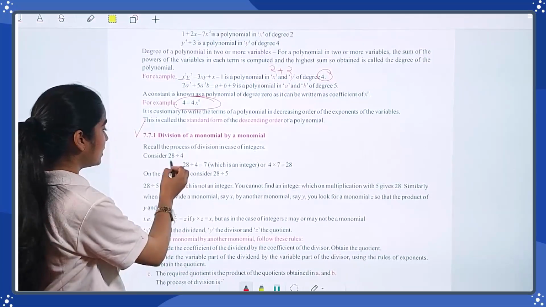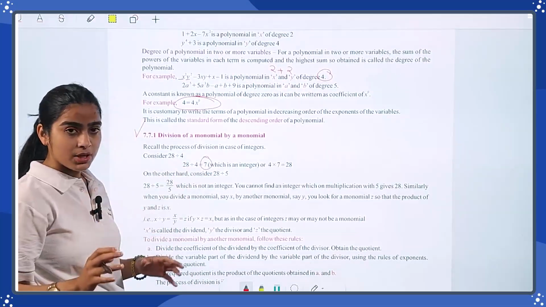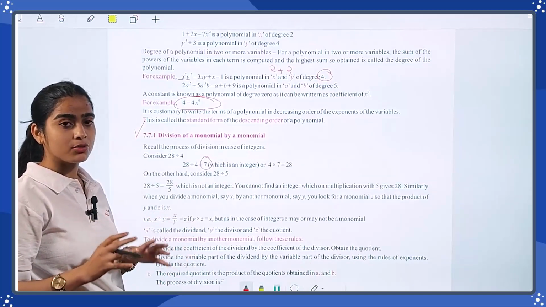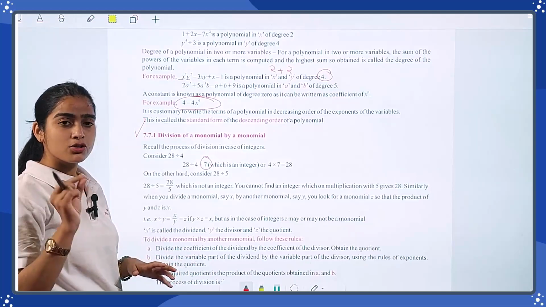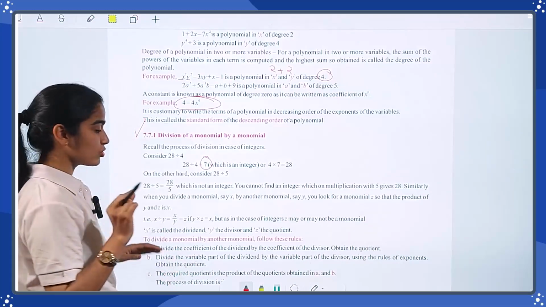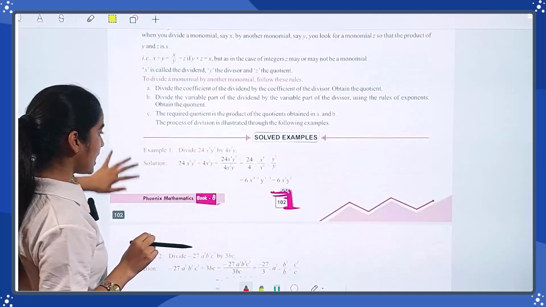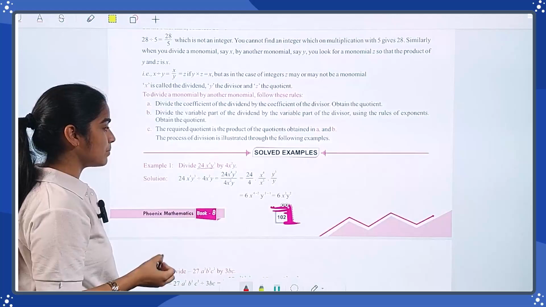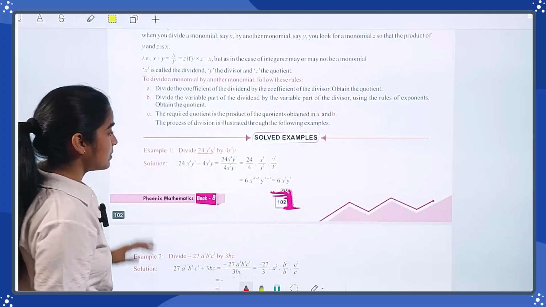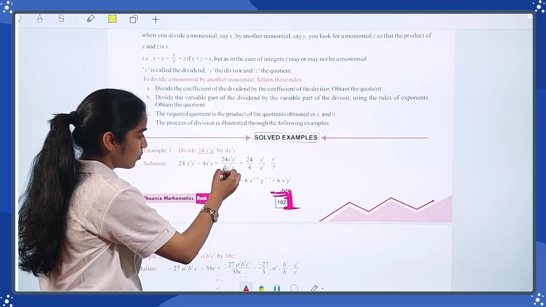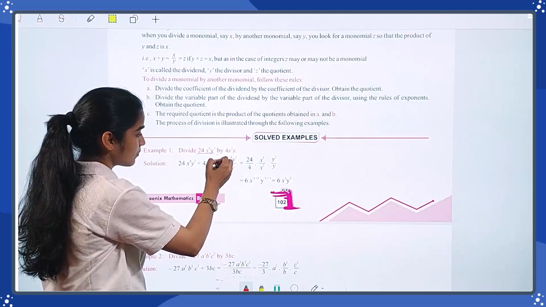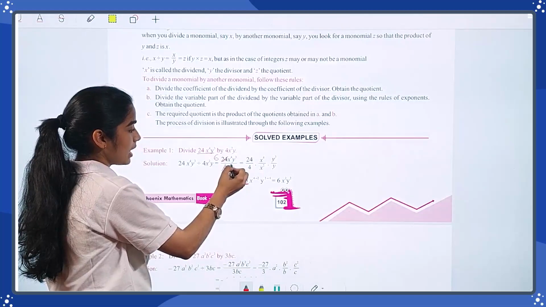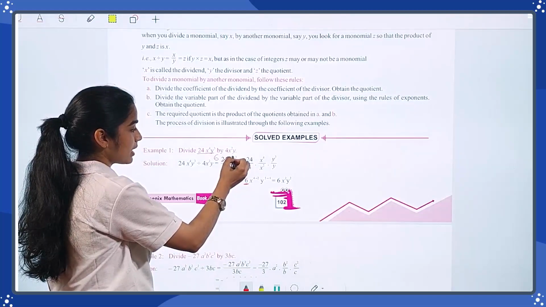Now, division of a monomial by a monomial. 28 divided by 4 is 7. The same way you divide normal numbers, you have to repeat here for the algebraic expression. You just need a little extra concentration here, because when we divide 24x to the power 4 y to the power 3 by 4x square y, 4 ones are 4 and 4 sixes are 24, so we get 6. Now x is 2 and x is 4.